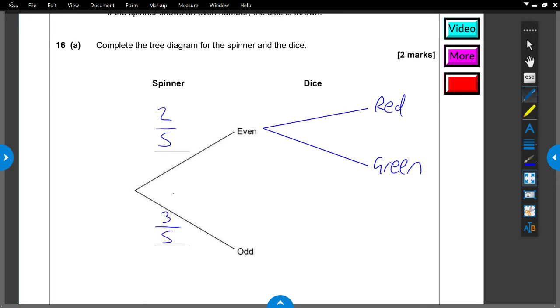And this is great because if we add 2/5 and 3/5, then we get 1. And 1 is a certain probability that's going to happen. And there isn't any other possibilities apart from getting even or odd. So that has to be the case, but that's certain.